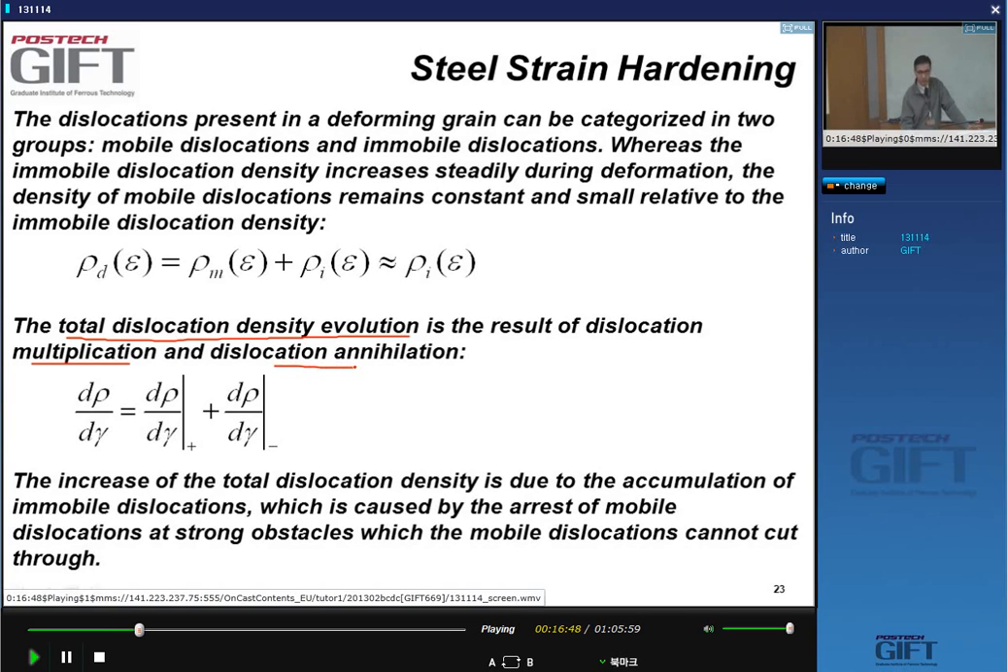And dislocation annihilation, you know? So you write this: the change of dislocation density has a term that increases and a term that causes decrease, okay? Of course, the increase of dislocations is the accumulation of immobile dislocations caused by the arrest of these dislocations at strong obstacles which they cannot cut. And a lot of forest dislocations, for instance, will do that to a glide dislocation.